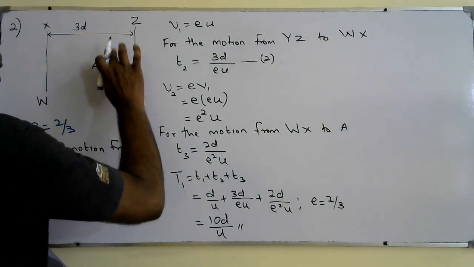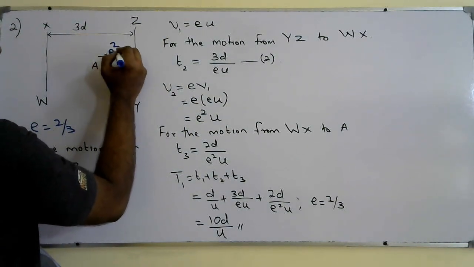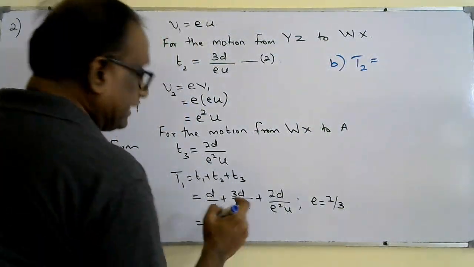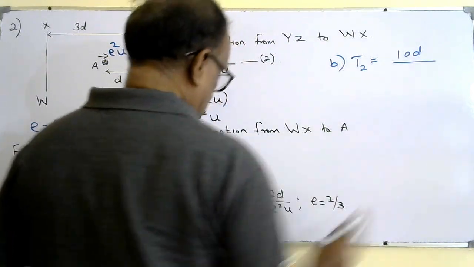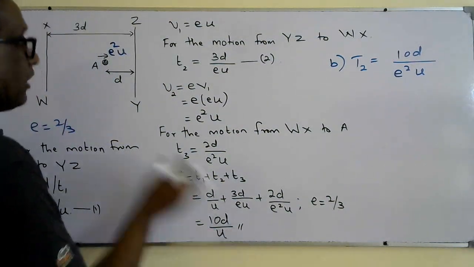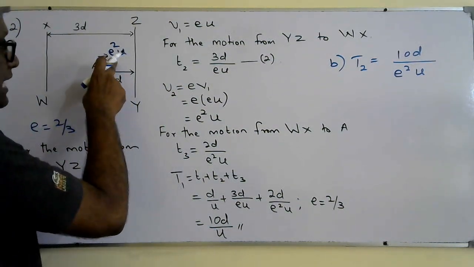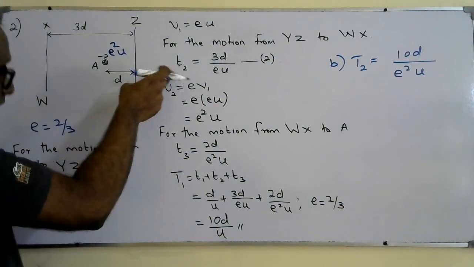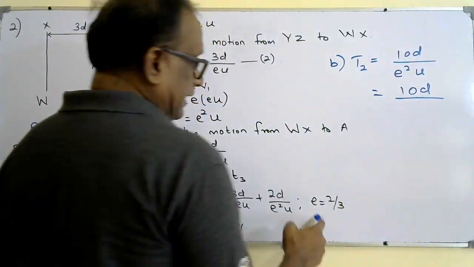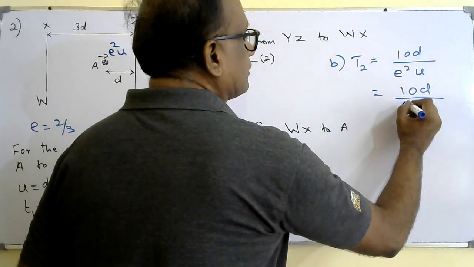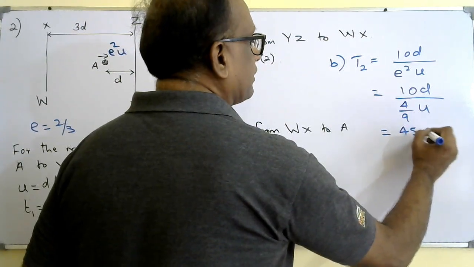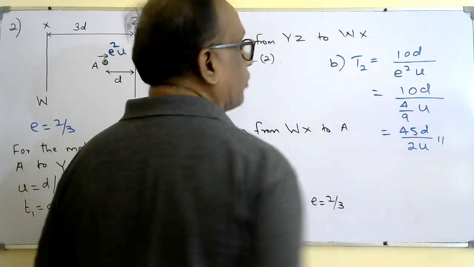Now it's going to approach A with a speed of E squared U. So this time T2 is equal to 10D over, instead of U put E squared U, because that's the starting speed. Now for the second set of motion, the starting speed is E squared U because it's moving from here to A, then continuing the motion. So E squared U, that is 10D over E squared U, where E equals 2 by 3, so E squared is 4 over 9, times U. So it's going to be 90D over 4U, that is 45D over 2U. That's the answer for B part.